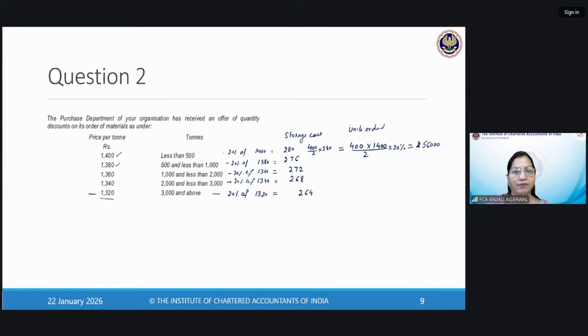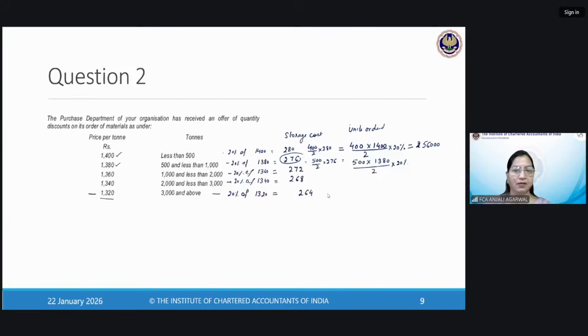Similarly, anything from 500 to 1,000. So let's say I order 500 units. In case I order 500 units, I'm going to get it for 1,380. That is my total investment. Divide by 2, average investment, and 20% of that. So if I have already calculated 20% of 1,380 here, which is 276, it's the same thing as 500 divided by 2 into 276, right? So this is how you calculate the storage cost. It may not directly be given every time. It might have to be calculated at times.